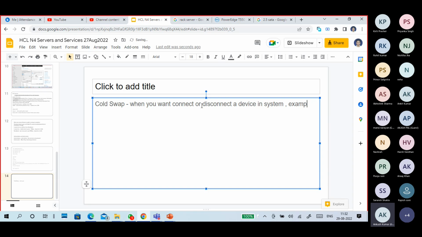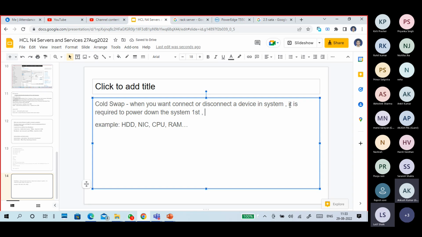For example, you want to connect a hard disk, what will you do? You want to connect a hard disk, or remove the hard disk, or maybe an IC card like a LAN card or Ethernet card, or you want to change the CPU, or change the RAM. So when you connect or disconnect a device in a system, it is required to power down the system first, then connect or disconnect.